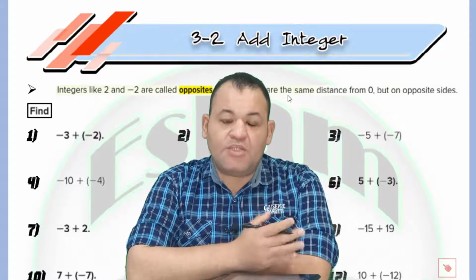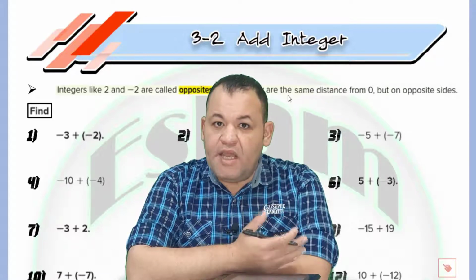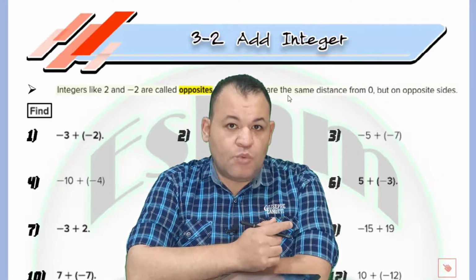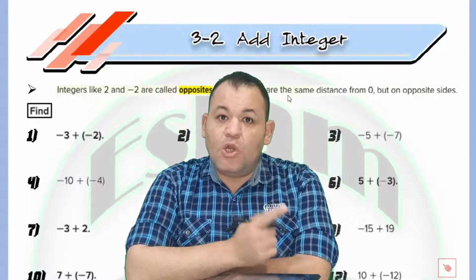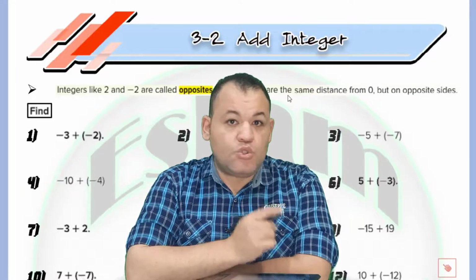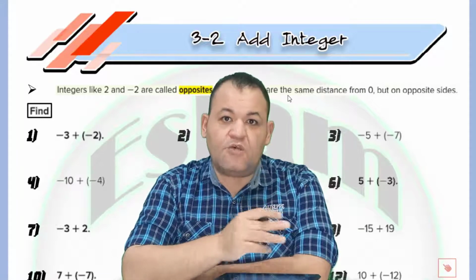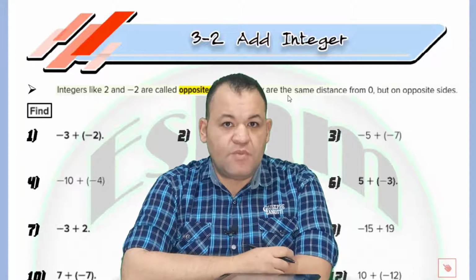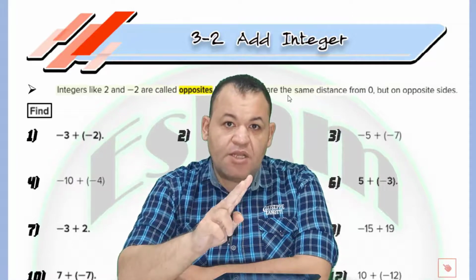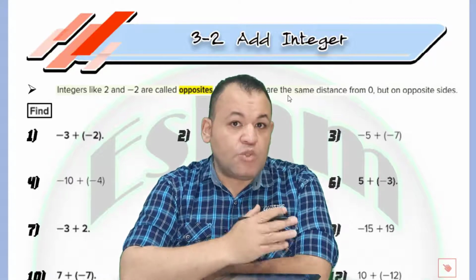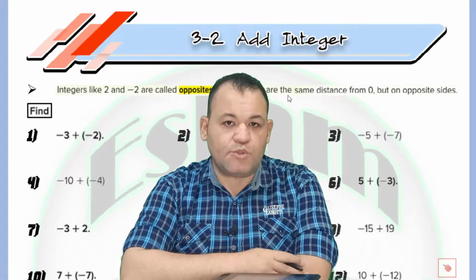Now how can we add two numbers? If you need to add any two numbers, number 1, look at the sign of the greatest number, and we need to write the sign of the greatest number. Number 2, if the two numbers have the same sign, we will add them. But if the two numbers have different signs, we will subtract them.